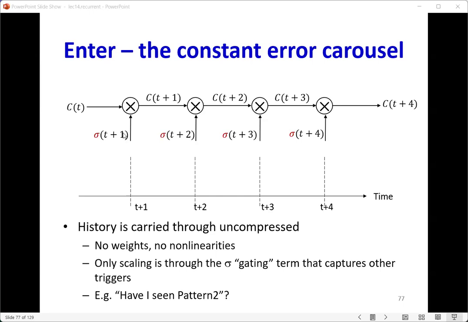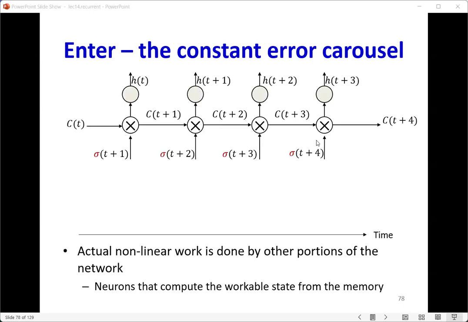But then how do we modify this? First, you want nonlinear stuff. So anyway, we want nonlinearity because in a neural network, the actual work is done by the nonlinear activations. So we're going to keep things in memory in this manner, but to use it, we're going to put whatever is in memory through an activation function to get the actual hidden state.